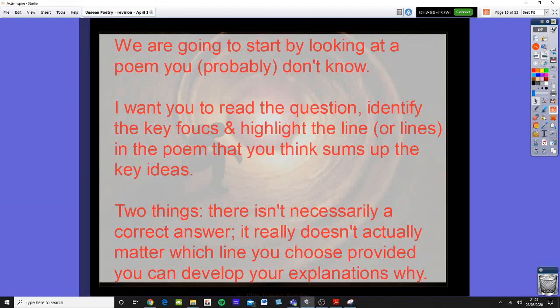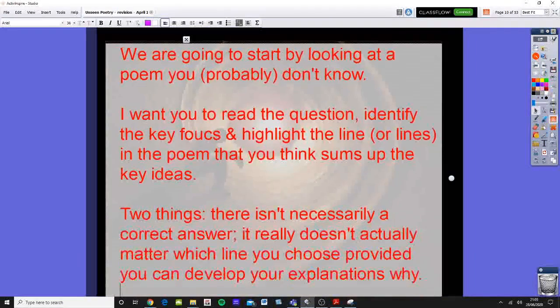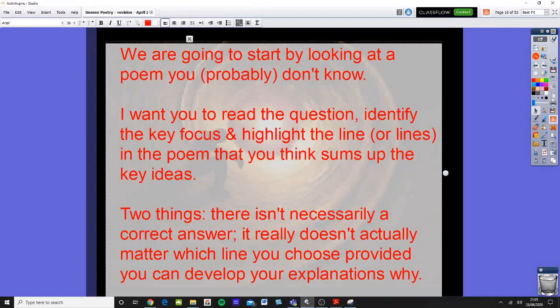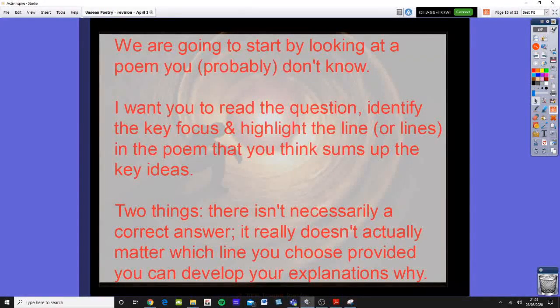So, as I said, we're going to start by looking at a poem you probably don't know. I want you to read the question and identify the key focus. I'll just correct the spelling there. And highlight the line or lines in the poem that you think sums up the key idea. So we're just looking at the first poem first.